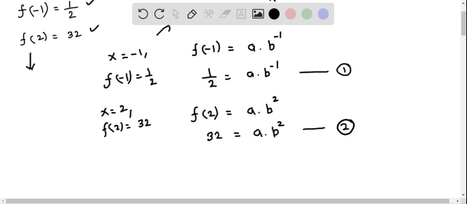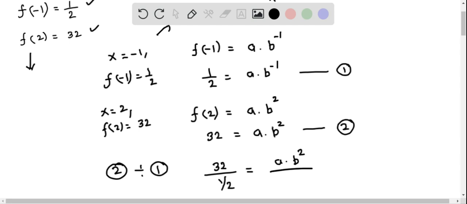Now we divide equation 2 by 1, and this means we have to divide the left side by the left side expression and the right side by the right side expression. So the left side of equation 2 is 32, and this we divide by the left side of equation 1, which is a half. And now we divide the right side of equation 2, that is a times b squared, by the right side of equation 1, that is a times b power minus 1.